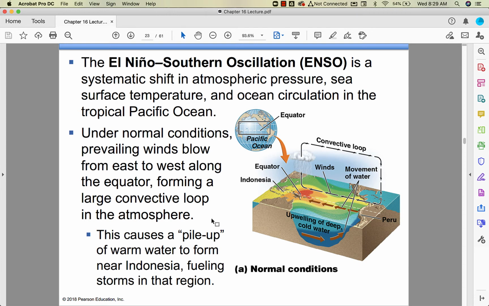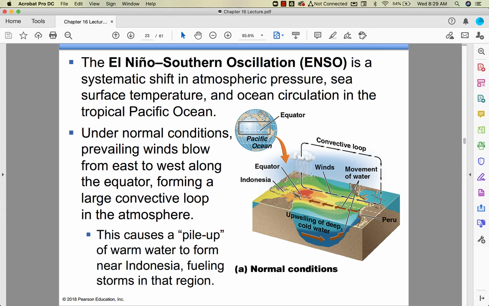El Niño. This is a big thing. It's called the El Niño Southern Oscillation, or ENSO. It's a change in atmospheric pressure, sea surface temperature, and ocean circulation in the area along the equator in the Pacific Ocean. Okay, so these are normal conditions.